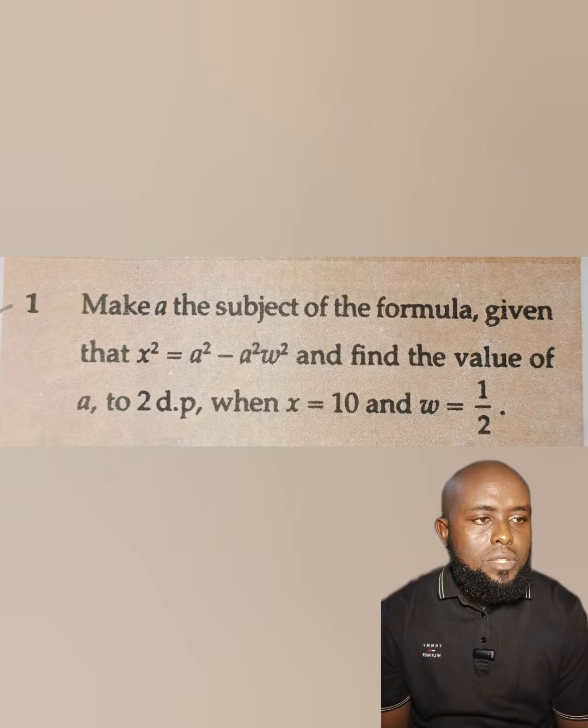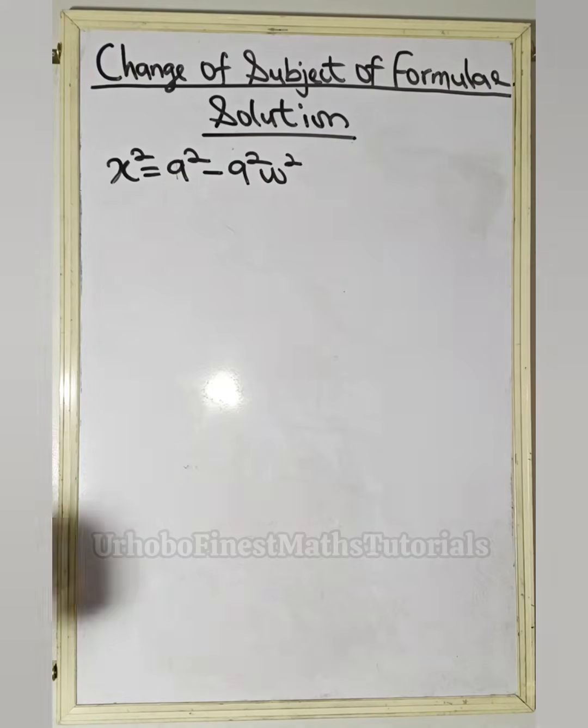Make A the subject of the formula given that x squared equals a squared minus a squared w squared, and find the value of A to 2 decimal places when x equals 10 and w equals half. Now the first thing we're going to do, we're going to factorize the right hand side, okay?